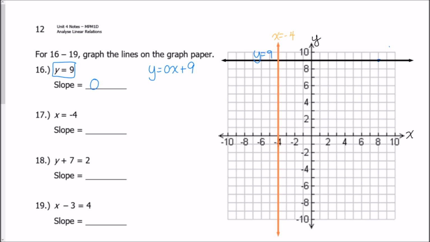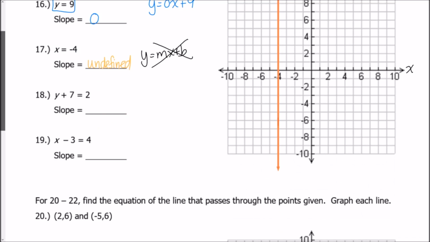So here, it does not follow the y equals mx plus b format because here there's no slope and there's no y-intercept at all. So the slope is going to be undefined.